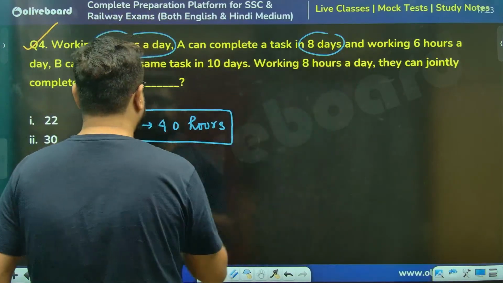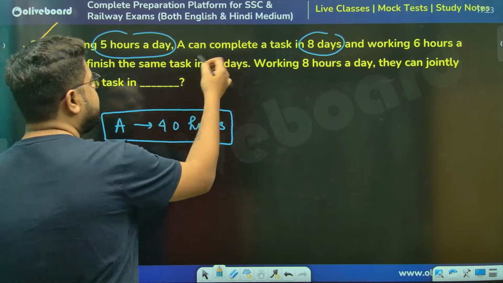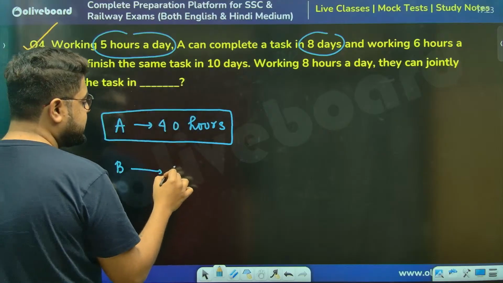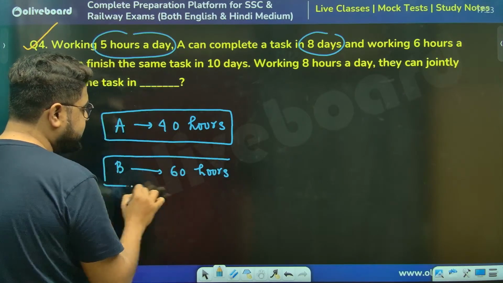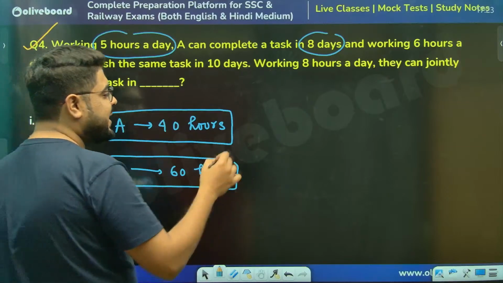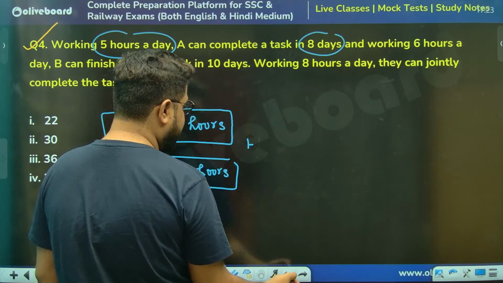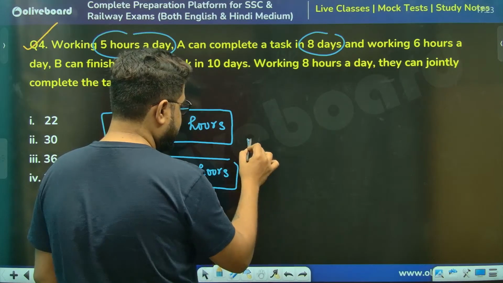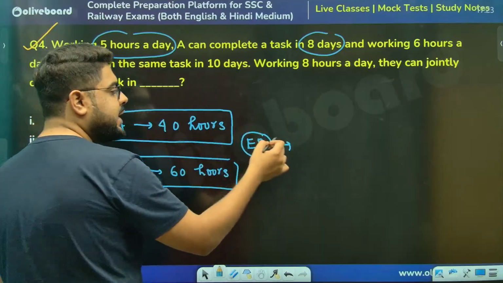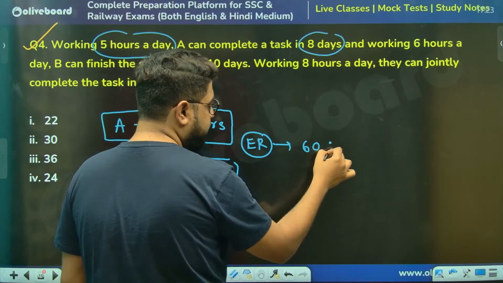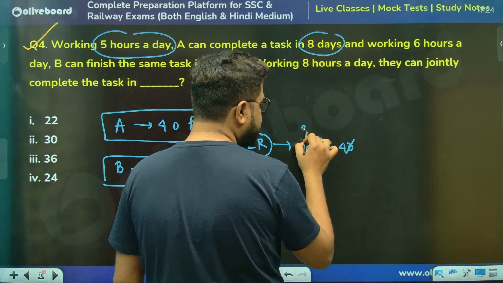Working 6 hours a day, B can complete this in 10 days. So 6 into 10 is 60 hours. So the time ratio is 40 ratio 60. Efficiency ratio will be what? 60 ratio 40. So that is 3 ratio 2.